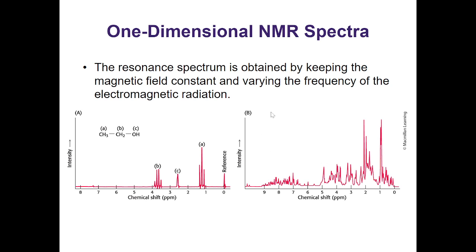Does anybody have any questions about this? Recognize the reference TMS giving you the 0 point, right? This is the downfield shifts for each different group on here. Okay, notice this is a hydrogen-1 spectrum.